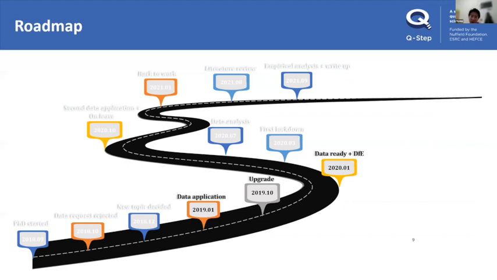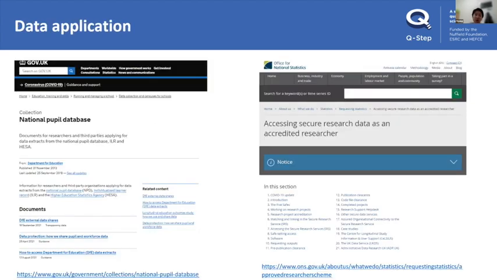Well, let's move to the data application. As you can see, I submitted my data application in January 2019. It took about a whole year to have the data ready. The data I'm using is called the National Pupil Database, or NPD.